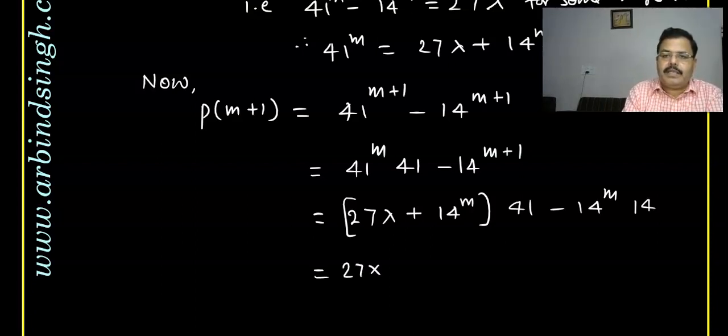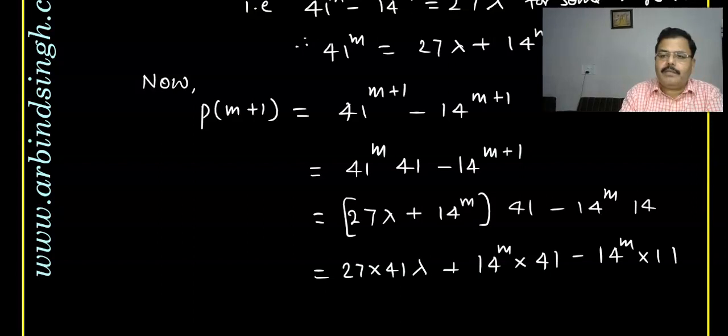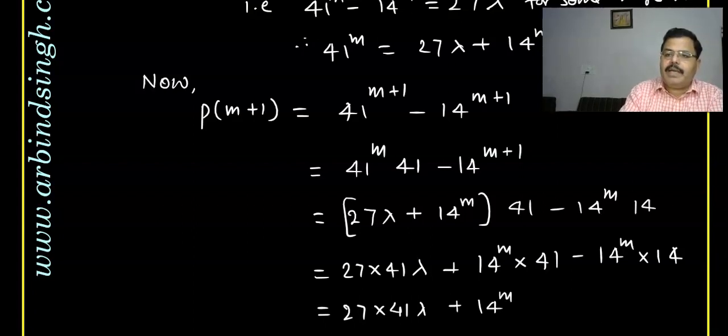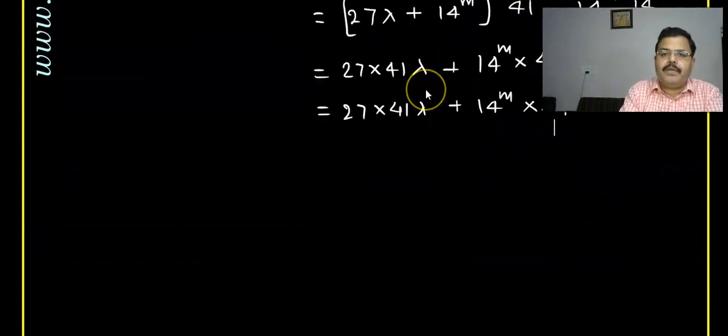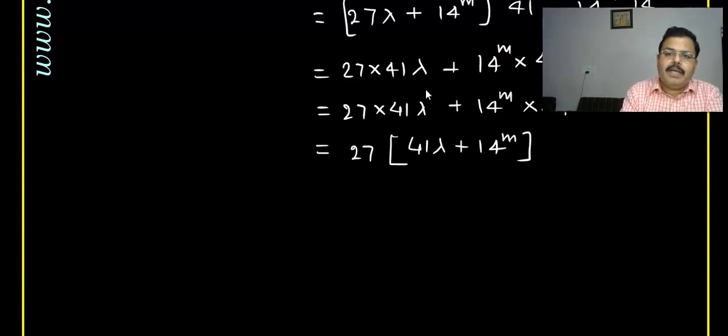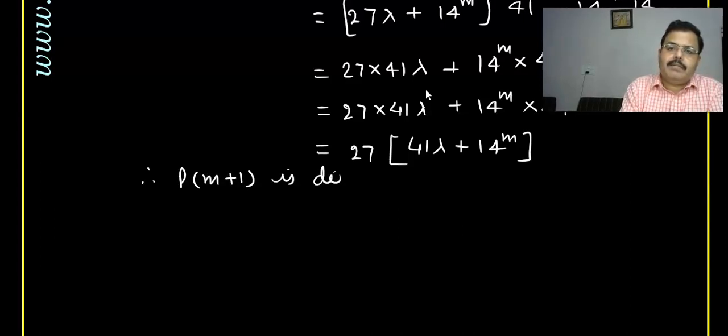So we can write here 27 into 41 lambda plus 14 to the power m into 41 minus 14 to the power m into 14. So if I take here 27 into 41 lambda, 14 to the power m can be taken common, and in this way 41 minus 14 is 27. So I can take 27 common from both of them, and that will be 41 lambda plus 14 to the power m. Clearly it is a multiple of 27. So Pm plus 1 is divisible by, is a multiple of 27.